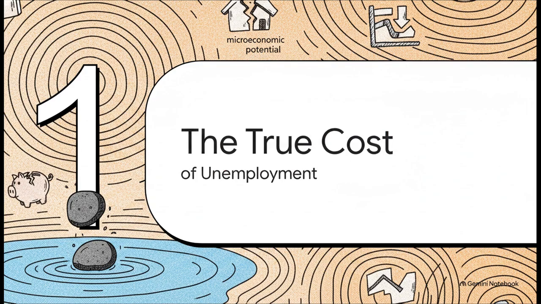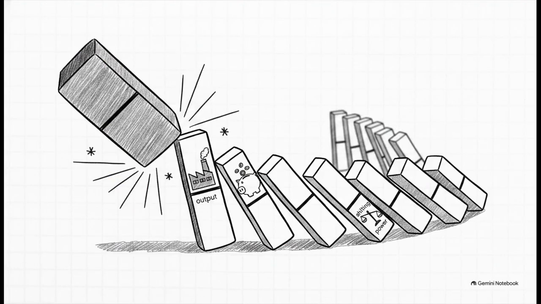Section 1. The true cost of unemployment. Think of unemployment like a heavy stone dropped into a quiet pond. It creates this sequential chain of damage that wrecks both microeconomic stability and macroeconomic potential. It's not an isolated event. It's absolutely a systemic shock. When people stop working, they stop producing, they stop saving, and the whole balance of power in the labor market completely shifts. Let's look at the very first casualty in this chain, our resources.